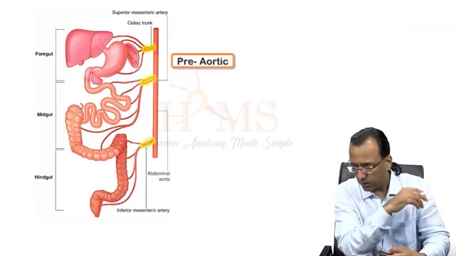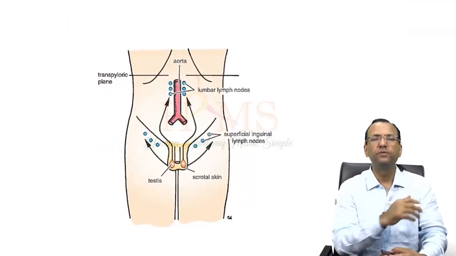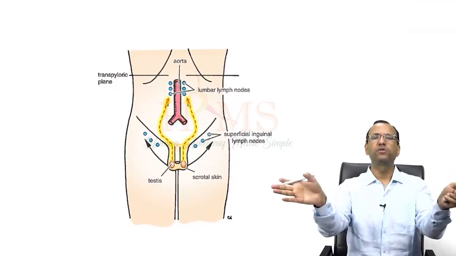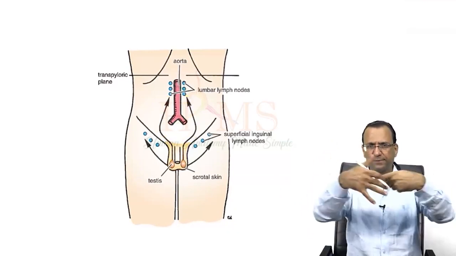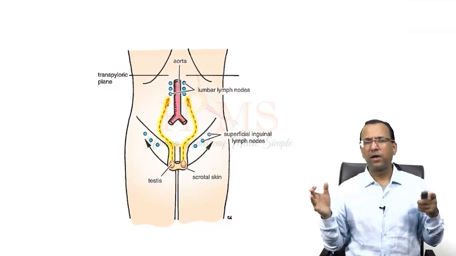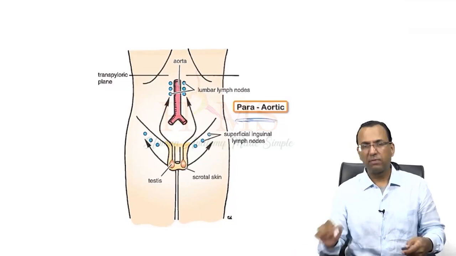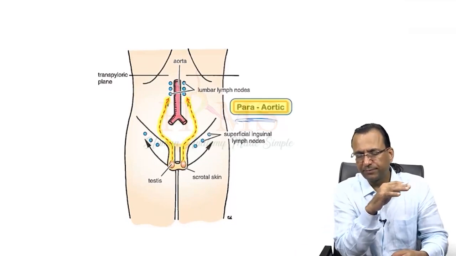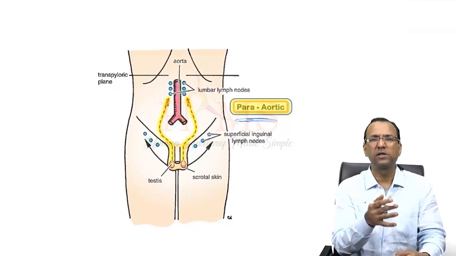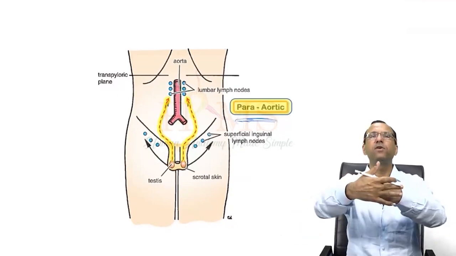On the other hand, if you are talking about the testis or the ovaries, the arteries are anterolateral, so lymphatics will also come anterolateral to the aorta. So, they are coming to pre-aortic lymph node and para-aortic lymph node. But most of the books will say only para-aortic lymph node. My point is, when somebody says seminoma, where are the lymphatics involved? Your first answer should be para-aortic lymph node, but the second answer additionally is pre-aortic lymph node.